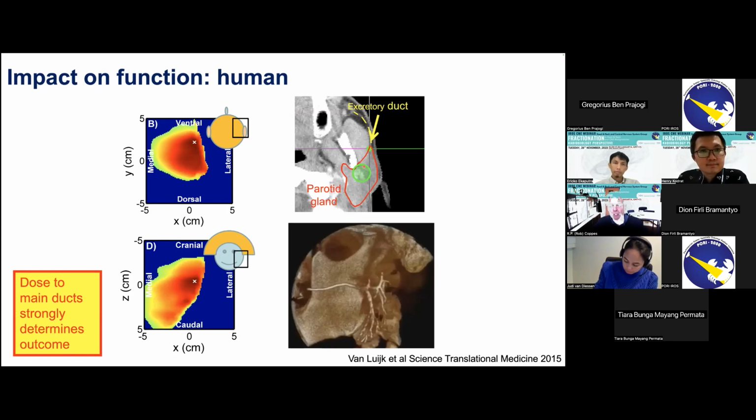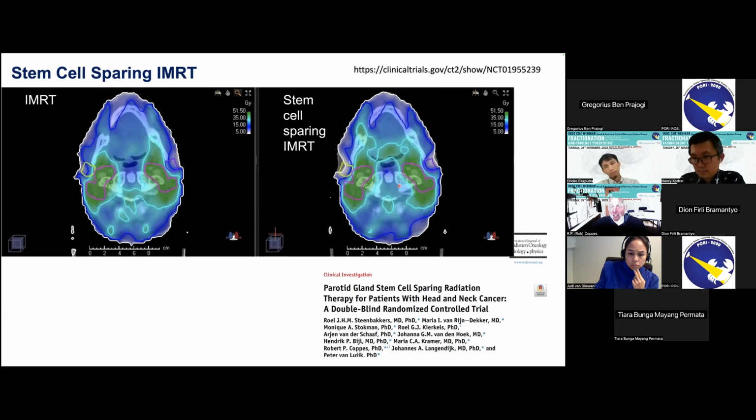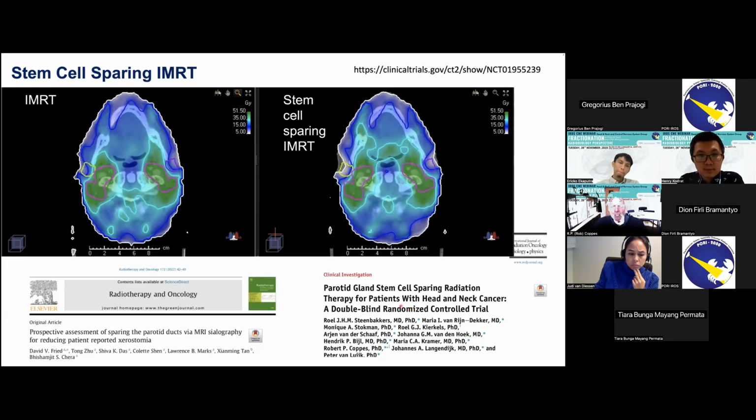So to make a long story short, we did a clinical trial on this, where we randomized patients to 2 radiation schedules. This is the normal IMRT plan, where you try to spare the whole salivary gland. And this is what we call the stem cell sparing IMRT plan, where you only spare the part where you have your stem cells, and reduce the dose there as much as possible, of course without changing the dose to the tumor. And indeed, the area that you irradiate actually determines the response of the patient, as we recently published, and this is also already confirmed in another study.